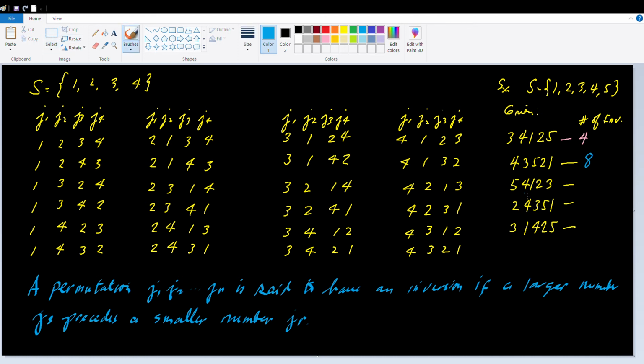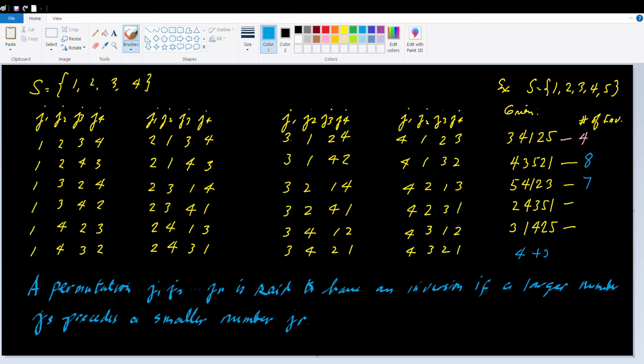Next, 5, 4, 1, 2, 3. 5, 4, 5, 1, 5, 2, and 5, 3. That will be 4. Next, 4, 1, 4, 2, and 4, 3. So that will be 3. 1, 2, 3 is already in its natural order, so there will be no inversion there. So 4 and 3, that will be 7.